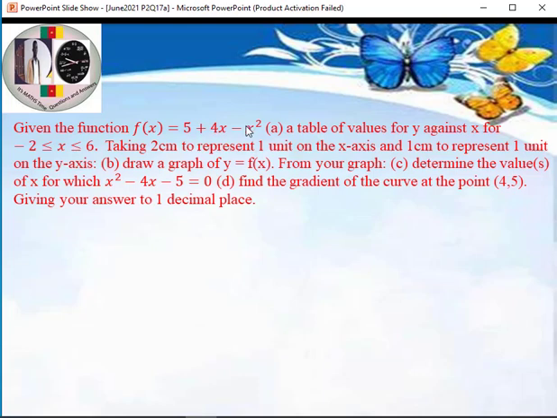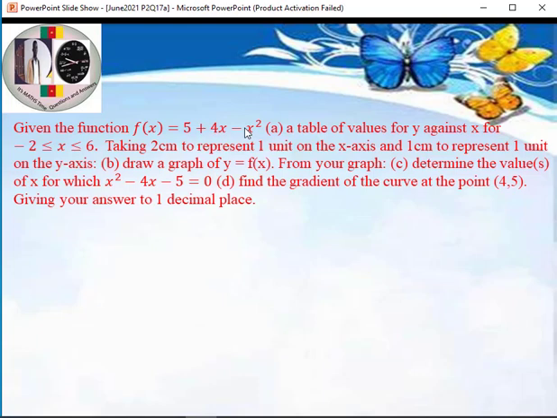But if the coefficient of x squared is greater than 0, then the graph is going to be a valley. If the coefficient of x squared is 0, then we are going to have a straight line, and that equation is not going to be a quadratic equation. So for us to know if the graph is going to be a hill or a valley, we need to know if the coefficient of x squared is negative.